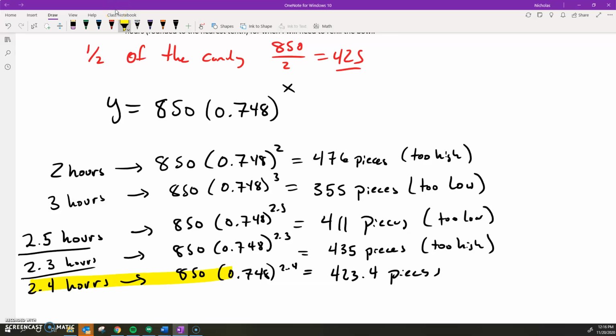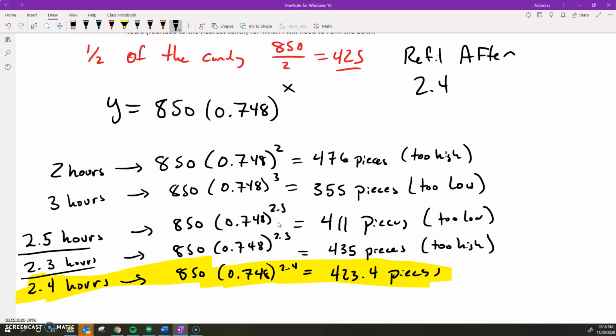You always want to check the value above and below to make sure you are at the right spot, because even if you get something that's close, there might be one that's closer. So really all we're doing here is picking and testing a set of values until we get one that's close enough for us to identify that, okay, refill it after, let's answer the question: refill after 2.4 hours.